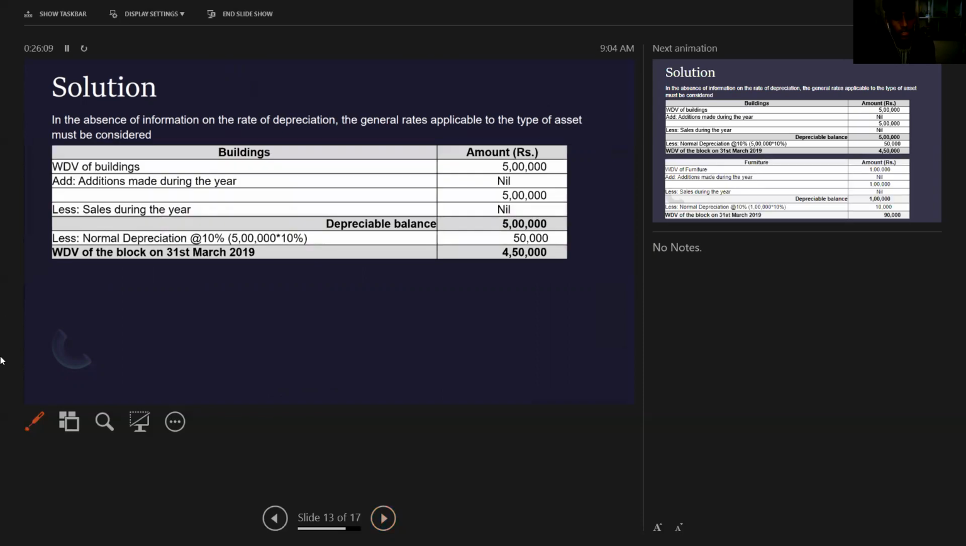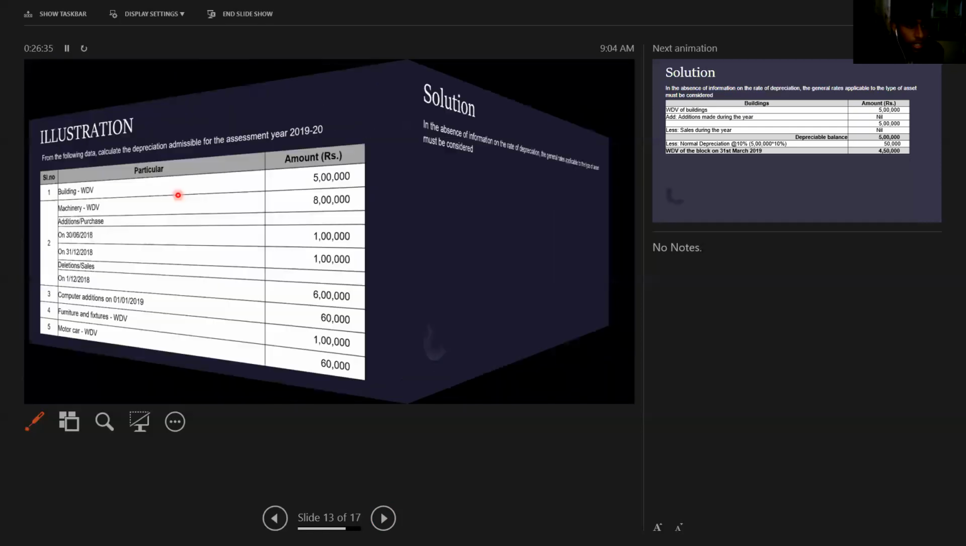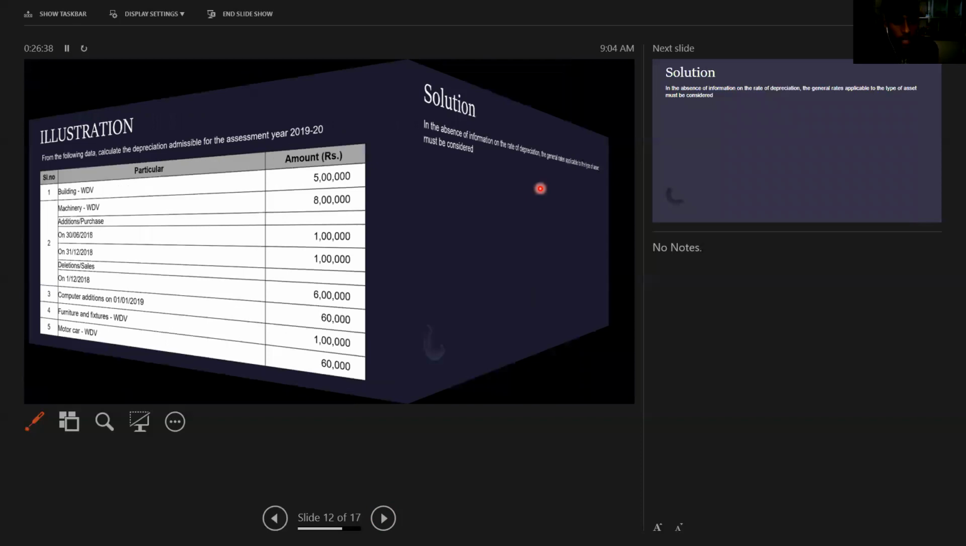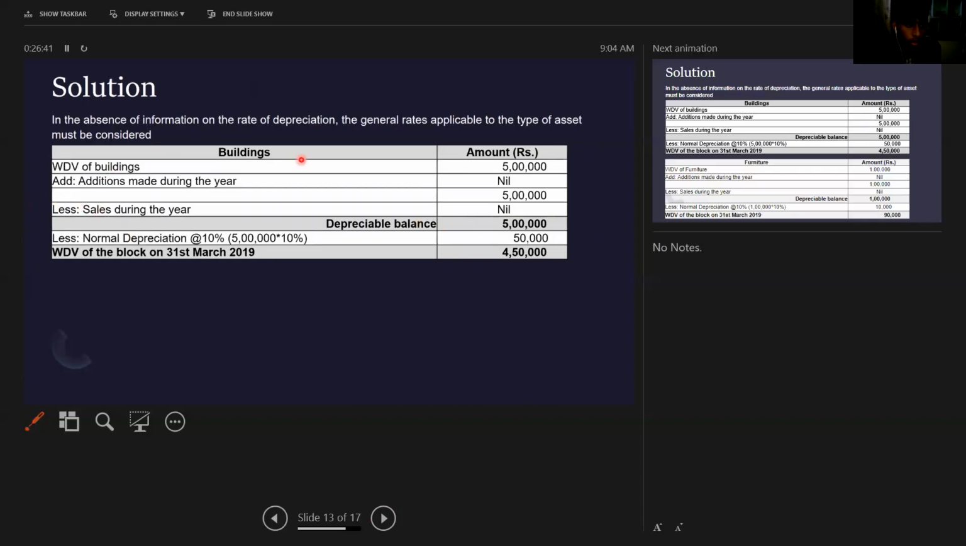So first, we'll see the buildings. For the buildings, the rate of depreciation is 10%. Now, as per the format, the first thing we have to do is the written down value of the asset during the previous year. So the written down value of the building is 5 lakhs. Next is any purchases made during the year, that is the additions. There are no additions made during the year, so that will be nil.